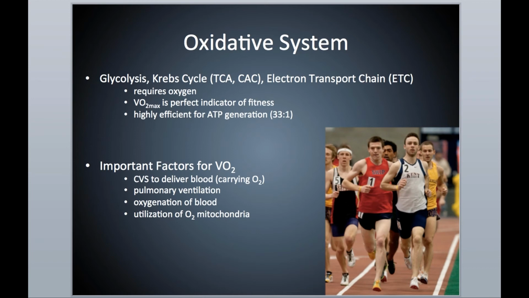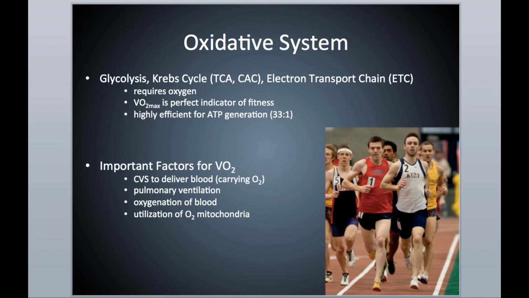And then with this, the electron transport chain. The electron transport chain is the really important part with this, because this is where we're going to get a lot of the ATP, and this is where we're going to use the oxygen. So again, oxygen is required for it.